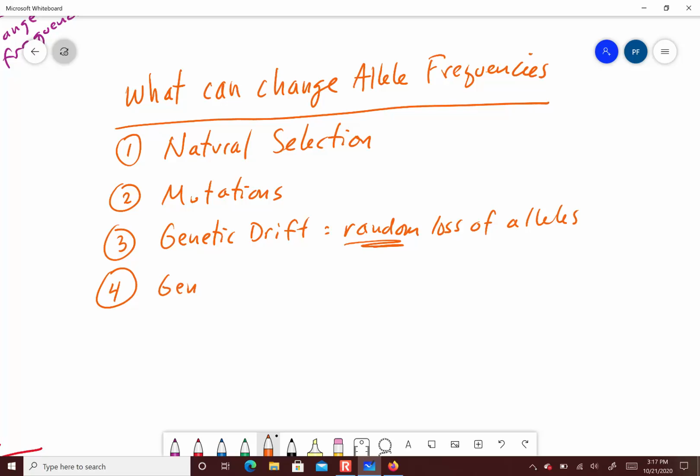Okay, and then the last one is something called gene flow. This gene flow is like immigration, emigration. If we have a population here, gene flow is organisms leaving that population, and organisms coming into that population. So the frequencies can change depending on what alleles those individuals are carrying. All right, so that's the stuff that can change our allele frequencies.